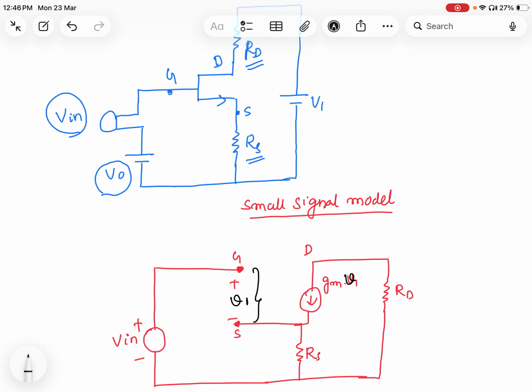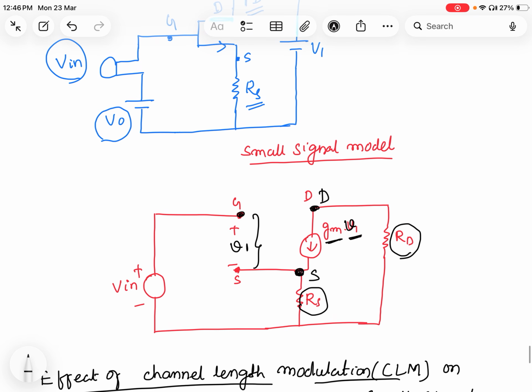This is your source terminal, this is your drain terminal, this is your gate terminal, and the current source is whatever the current is flowing. This is nothing but the multiplication of transconductance and the voltage difference between gate and source, gm into V1. And RD and RS we kept as they are, at the source as well as at the drain.